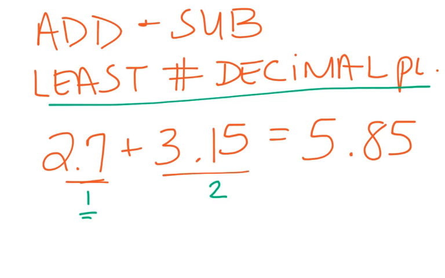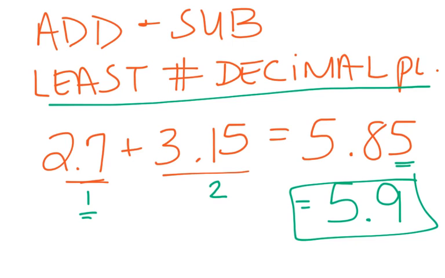Now that does not mean cut off the 5 and make it 5.8. It means round. So because this is a 5, it becomes 5.9 as the correct answer. You will have SOL questions that ask you to round to the correct number of sig figs, and if you don't, you actually get the whole question wrong. So for adding and subtracting, it's based on decimal places.